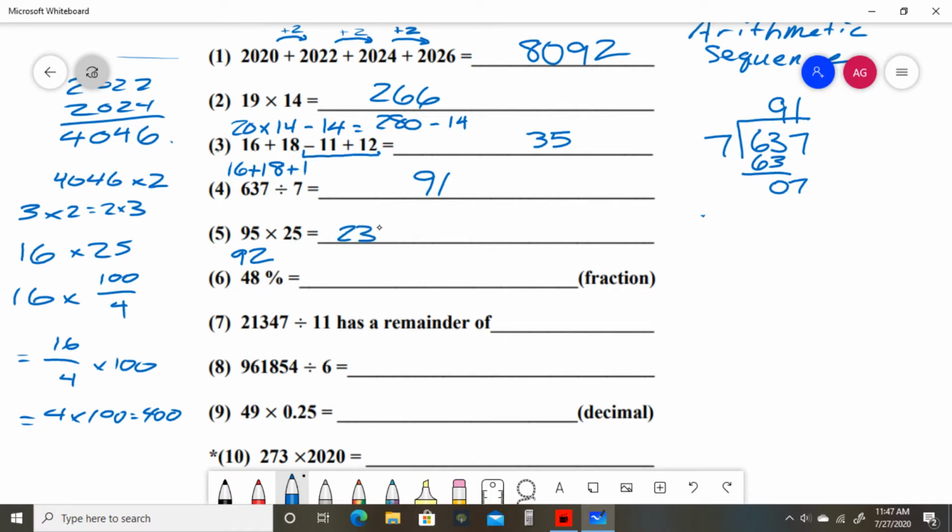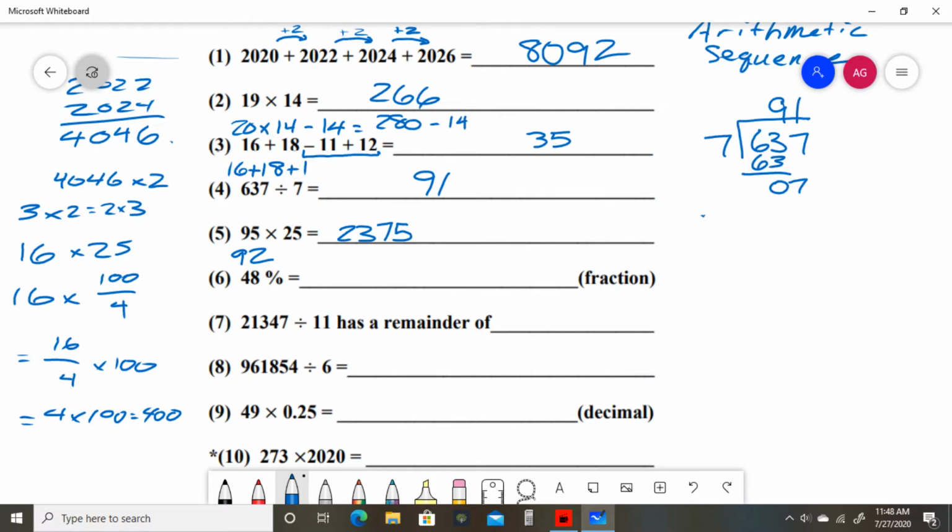But before you write your 2 zeros, because this isn't 2300, we still have 3 extra 25s. We calculated 92 times 25, but what we want is 95 times 25. So we have 3 extra 25s, and so we just add that. 3 times 25 is 75, so we just add that to our 2300.